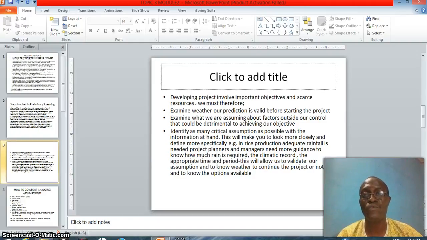This will make you look more closely and definitely more specifically. For example, in rice production, adequate rainfall is needed. The project planner and manager need more guidance to know how much rain is required, the climatic record, and the appropriate time and period when rain will fall. This will allow us to validate our assumptions and to know whether to continue the project or not, and to know the options available.